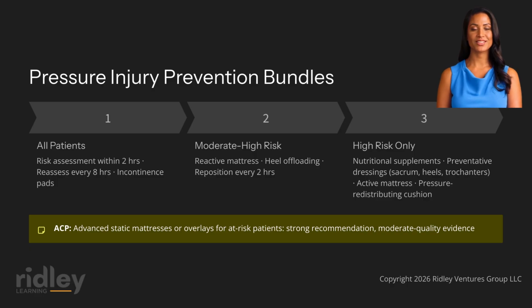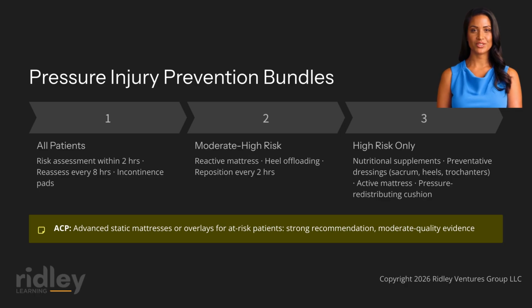All patients should receive risk assessment within 2 hours of admission, 8 hourly risk reassessment, and use of disposable incontinence pads. Moderate and high-risk patients should additionally receive a reactive mattress support surface, a heel offloading device, and repositioning at least every 2 hours. High-risk patients should further receive nutritional supplements, preventative dressings at the sacrum, heels and trochanters, an active mattress support surface, and a pressure redistributing cushion for sitting.